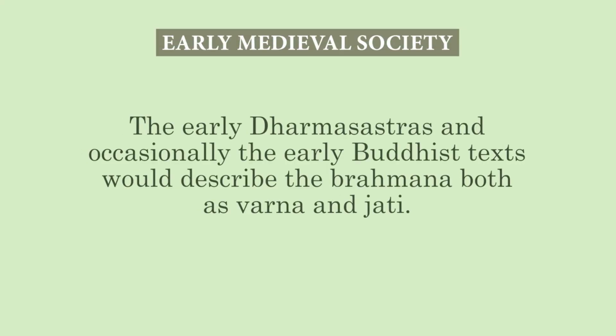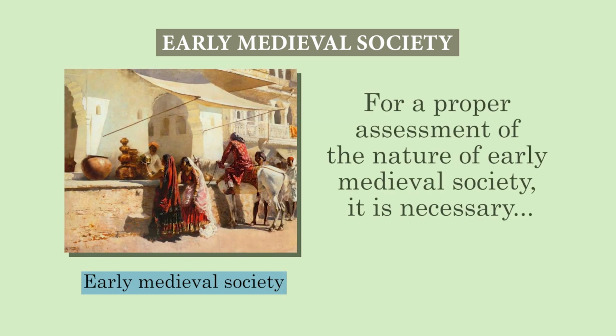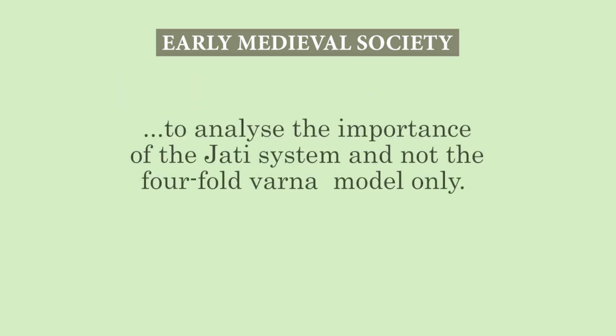Early Dharma Shastras and occasionally the early Buddhist texts also describe the Brahmana both as Varna as well as Jati. For a proper assessment of the nature of the early medieval society, it is necessary to decipher the importance of the Jati system. That is to say, only the fourfold Varna order cannot highlight the specific features of the social order. The Jati system has also to be taken into proper consideration.